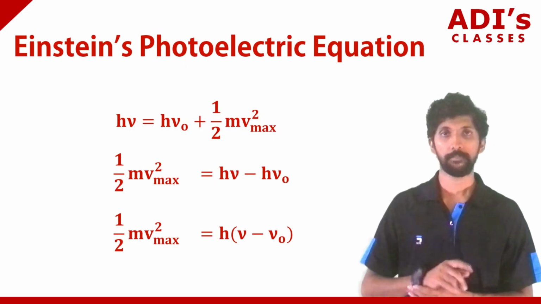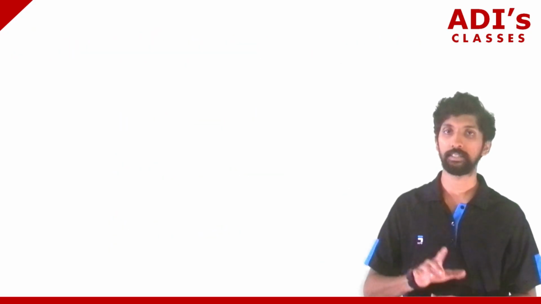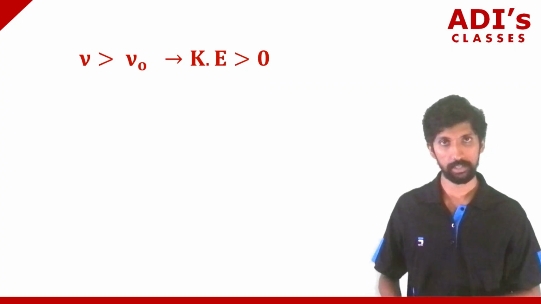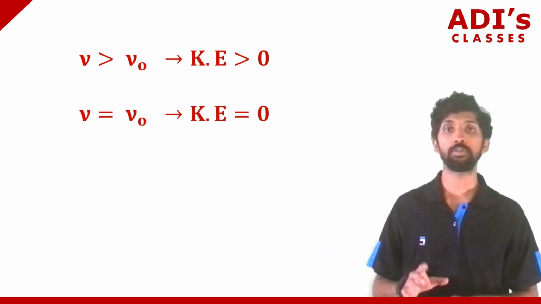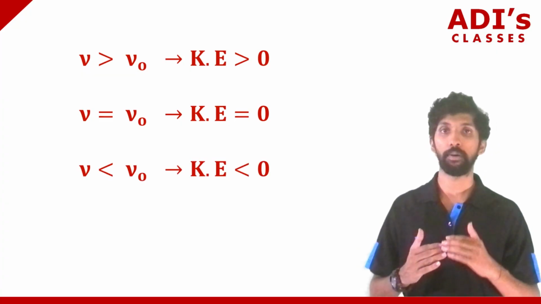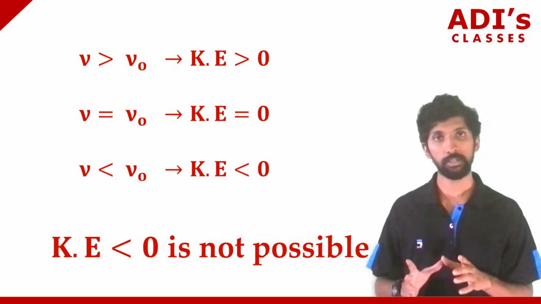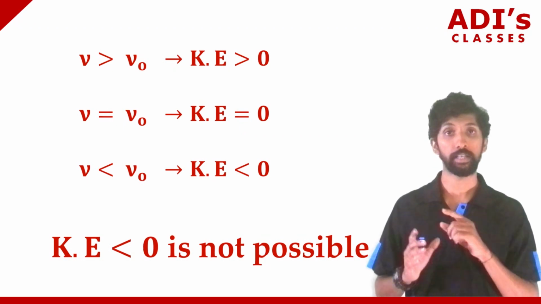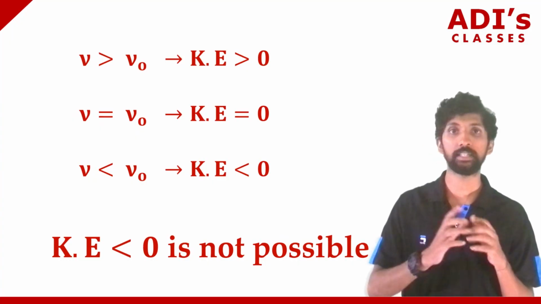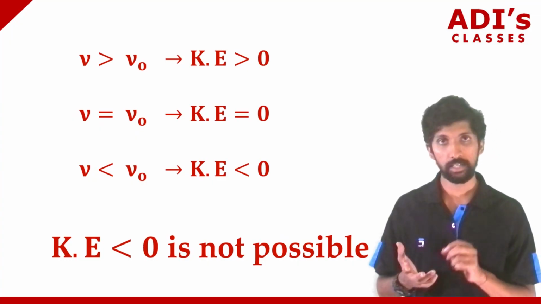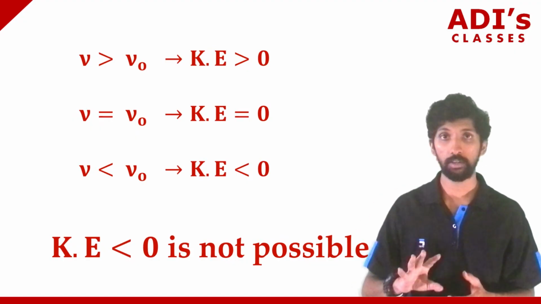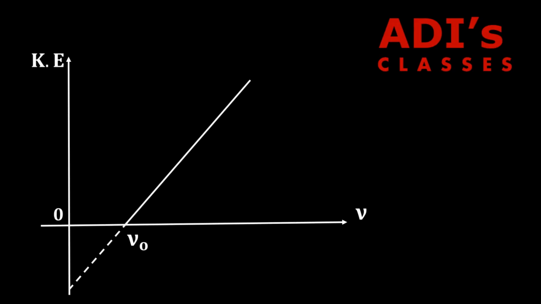How we get it is, we'll get half m v square max is equal to h nu minus h nu naught, right? Or we can say half m v square max is equal to h into nu minus nu naught. Now, if my frequency is above the threshold frequency, this is positive, correct? If it is equal to the threshold frequency, it's 0. If it's less than the threshold frequency, it's negative. Now, can the kinetic energy ever be negative? Not possible. It could be equal to 0, or any value greater than 0.